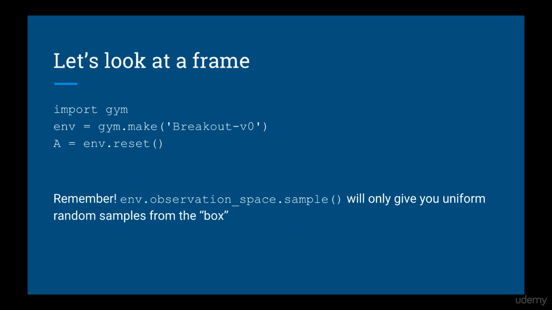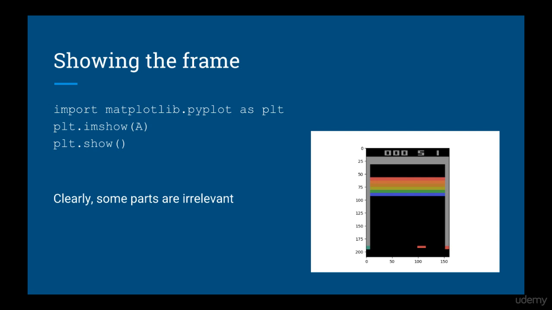First, you'll want to import gym and get the environment, which, if you don't know, is Breakout for this example. And then get the first state by doing env.reset. Remember that env.observation_space.sample will just give you uniformly sampled pixels, so that won't help. Next, you want to import matplotlib so we can plot the image. You'll see the first frame of Breakout.